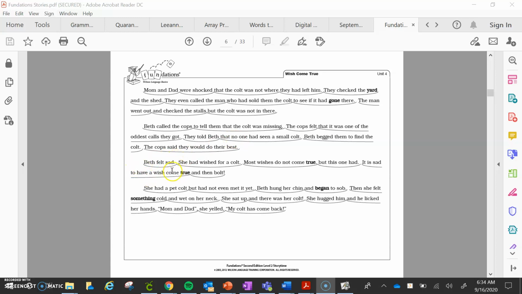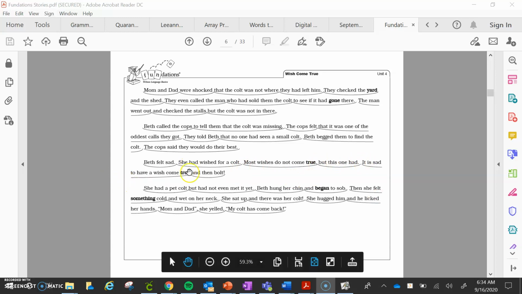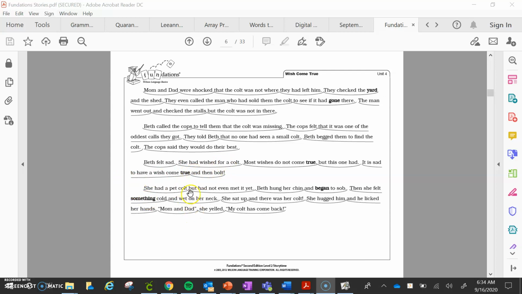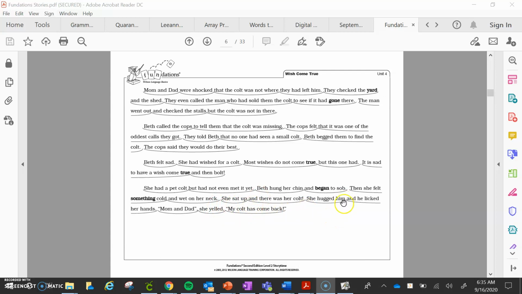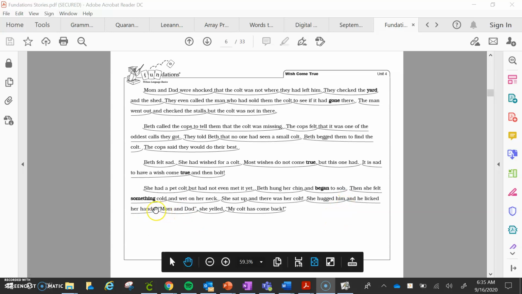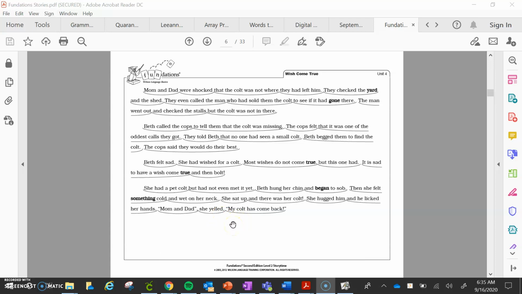Beth felt sad. She had wished for a colt. Most wishes do not come true, but this one had. It is sad to have a wish come true and then bolt. She had a pet colt, but had not even met it yet. Beth hung her chin and began to sob. Then she felt something cold and wet on her neck. She sat up, and there was her colt. She hugged him, and he licked her hands. "Mom and Dad," she yelled, "my colt has come back."